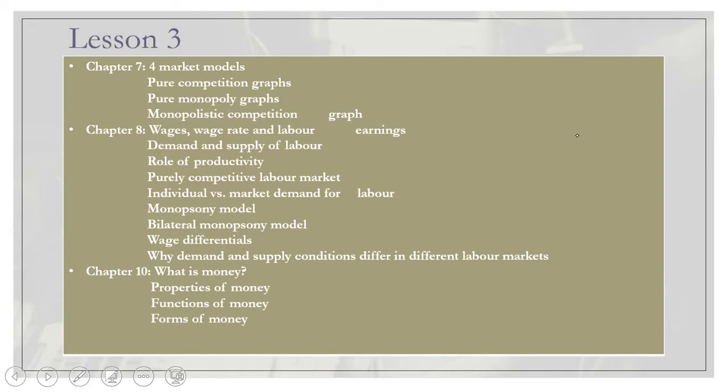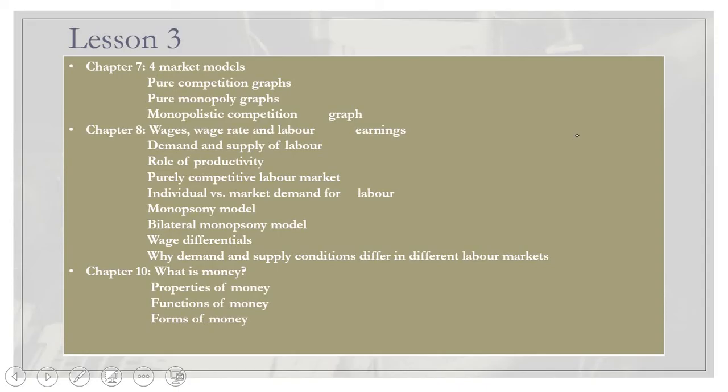So in chapter 7, we look at market models. So you look at the different types of markets that you get. So you look at the pure competition market, pure monopoly market, monopolistic market, right? You learn how to draw the graphs, and in the graphs you have your cost curves, okay? And what those cost curves mean, that's what you're going to be learning.